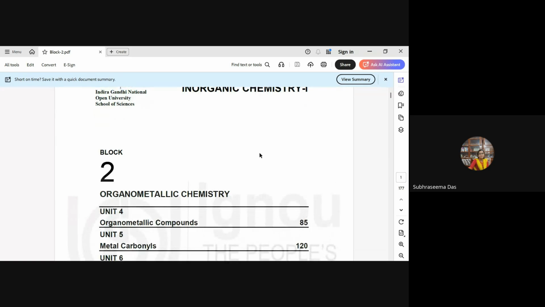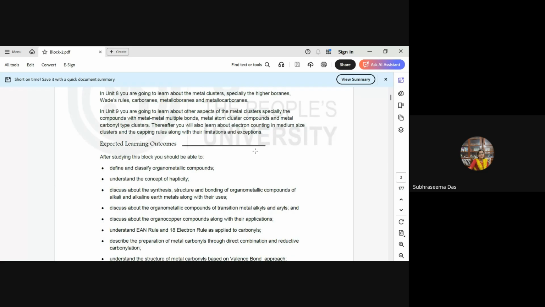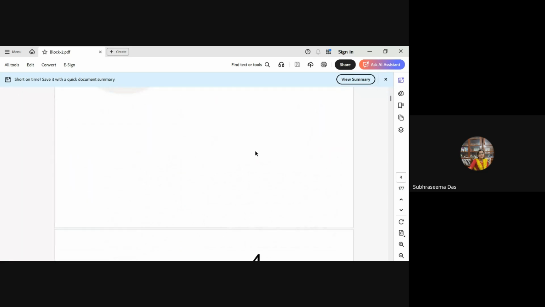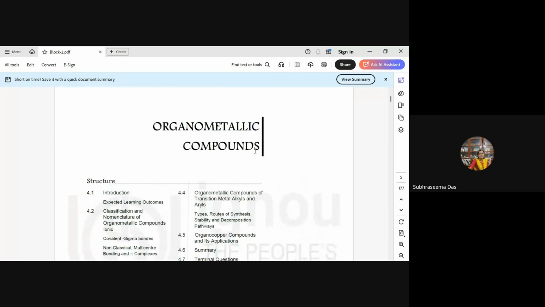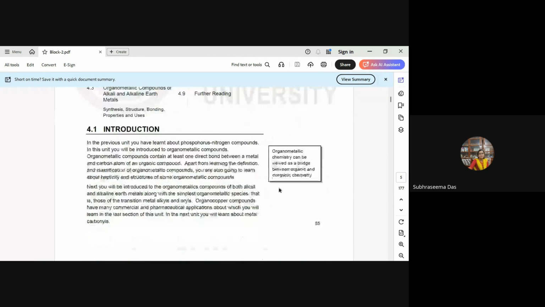So here in this unit, we'll start with organometallic chemistry. So first is the organometallic compounds. In this unit, we will talk of the classification and nomenclature of organometallic compounds, the different types of organometallic compounds of the group 1 and group 2 elements, their synthesis, structure, bonding, properties, and also we'll talk about the transition metal alkyl and aryls, the methods of synthesis and their decomposition pathways. Also, we'll have a special focus on organocopper compounds and its applications.